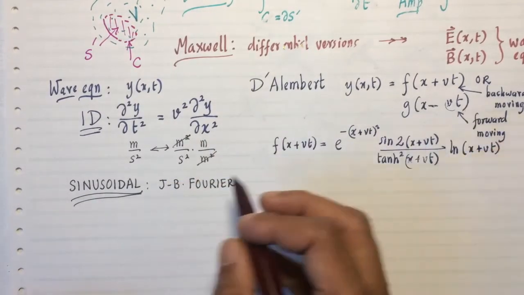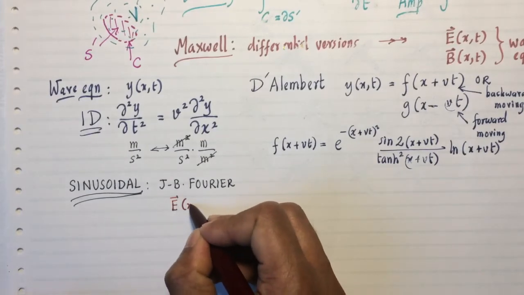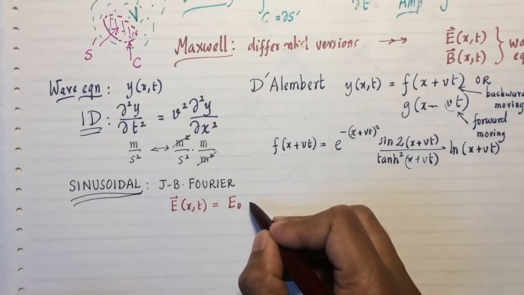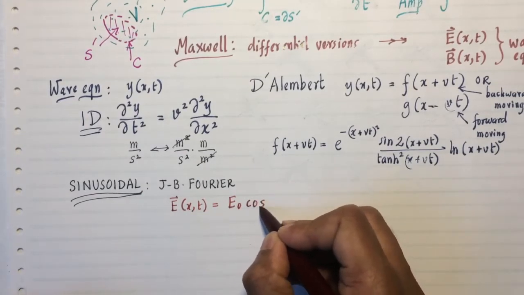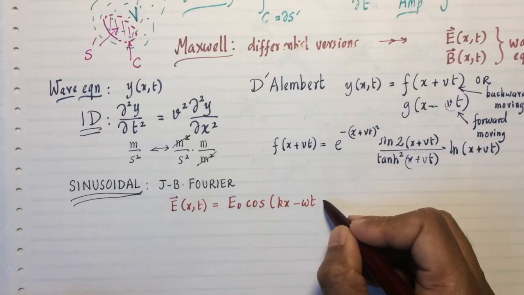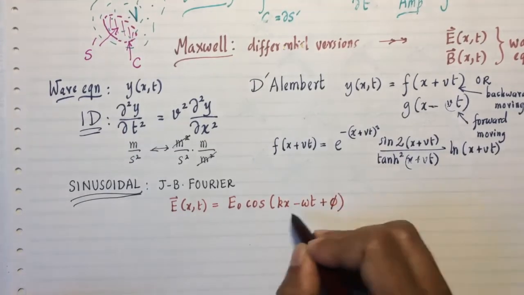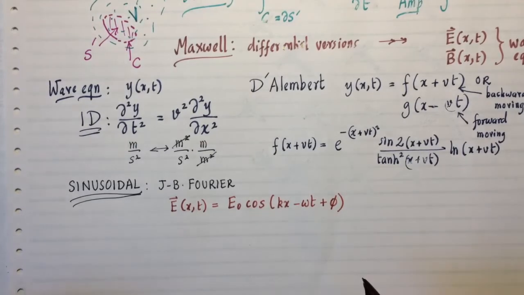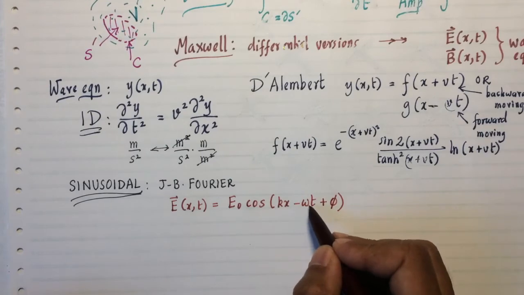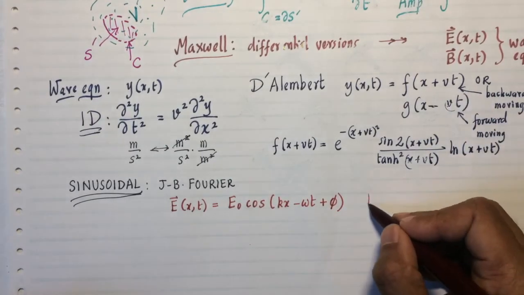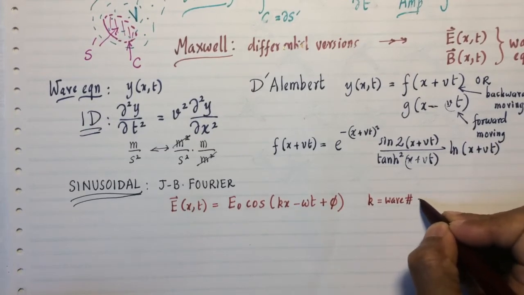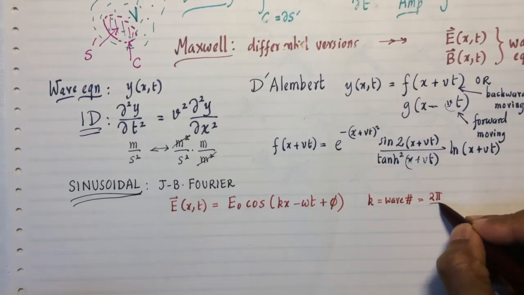So I'm going to be writing the electric field as a function of x and t to be some amplitude E naught, sine or cosine, let's say cosine, kx minus omega t plus some phase factor phi. The phase factor phi takes care of all the initial condition things. Now what is k and what is omega? They're all related to v. So k is called the wave number, and it's related to the wavelength by 2 pi by lambda.